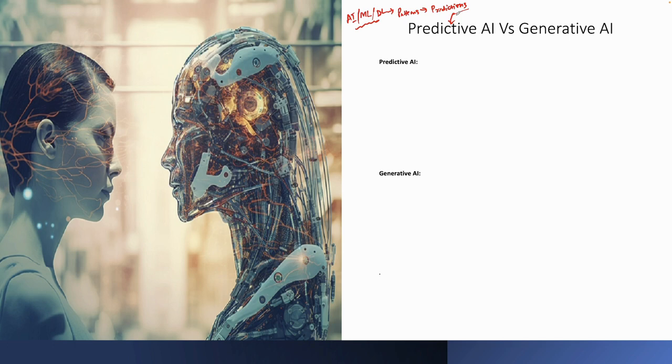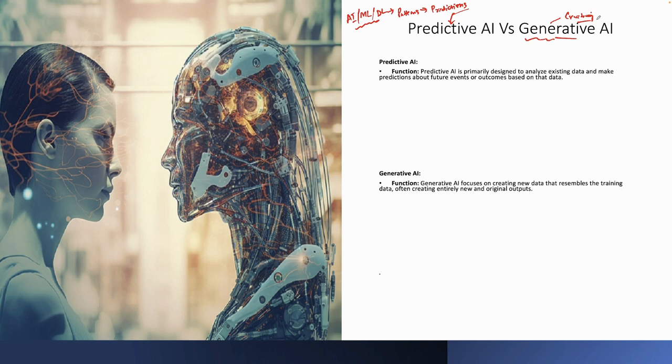But then what is generative AI? As I told you in the previous lecture, generate means you are creating new content. Always remember, you are creating new content in generative AI. So let's take a look. The function of predictive AI is designed to analyze the existing data and make predictions. The golden word here is that you are making predictions based on the training data that is given. And these predictions are about future events or outcomes, again based on the data. So remember, when we say data, always remember the quality and quantity of the data is very important.